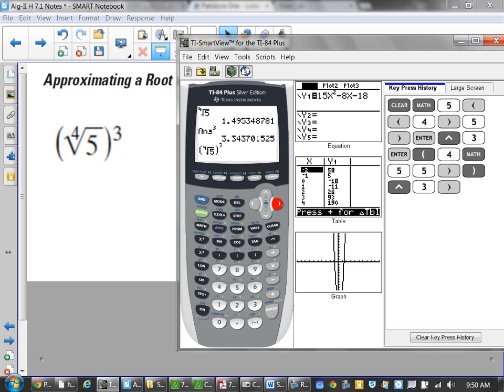For those of you guys that used that multi-view calculator last year, that calculator is a little bit easier to put in nth roots than this, but it's the same basic principle. If you understand what you're doing to type them in, you're going to get the same answer.